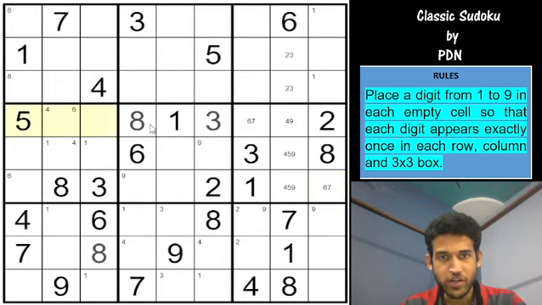So let's look at row 4. 1 3 8 2 and 5, which means we need 4 6 7 9 in row 5. 4 and 6 can't go in row 4 column 3, so that's a 7 9, and 7 9 cannot go here, so that's a 4 and a 6, and we don't have any long pairs here.